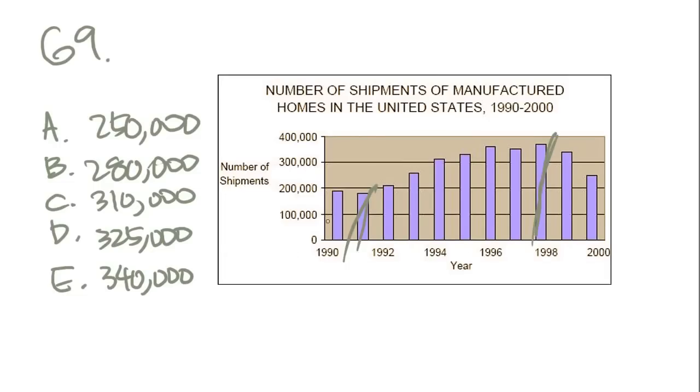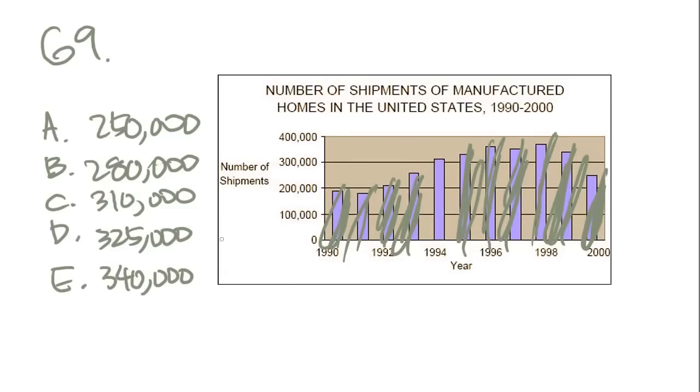Okay. Now let's see what the second lowest is. Second lowest is 1990. Second highest appears to be 1996. And then you just keep doing that. Next lowest is this one. Next highest is this one. Next lowest is this one. Next highest is this one. You're left with 1994. Now we see that it's slightly more than 300,000.